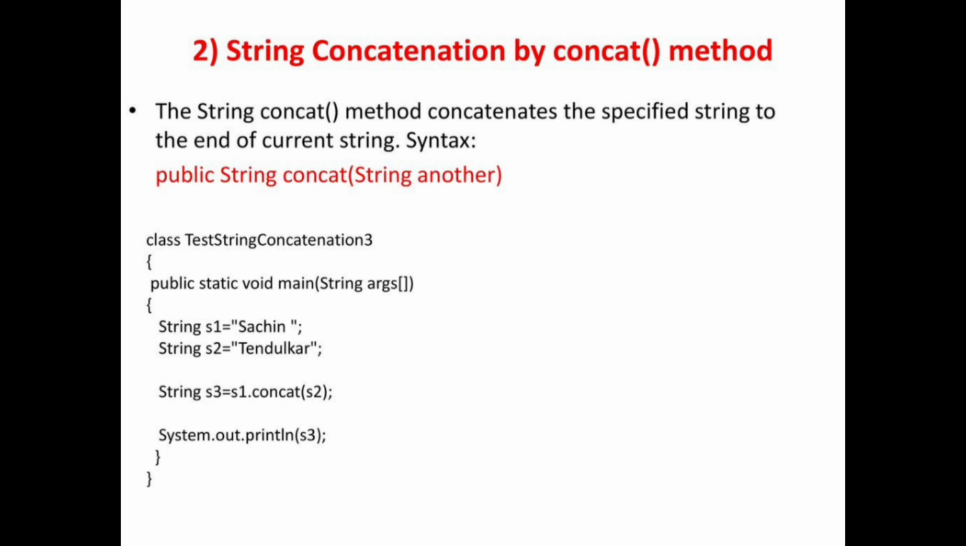Second one, string concatenation by the concat method. The string concat method concatenates the specified string to the end of the current string. Syntax: public String concat, and inside the brackets write another string. Here is one example: the strings are S1 is Sachin and S2 is Tendulkar, and I am using the S3 string, that is concat of S1 and S2. S1.concat, inside the brackets write S2, then the output displays S3 is Sachin Tendulkar.